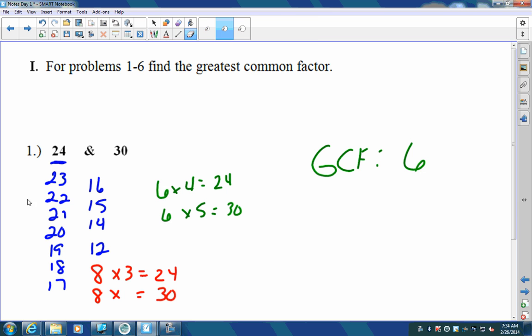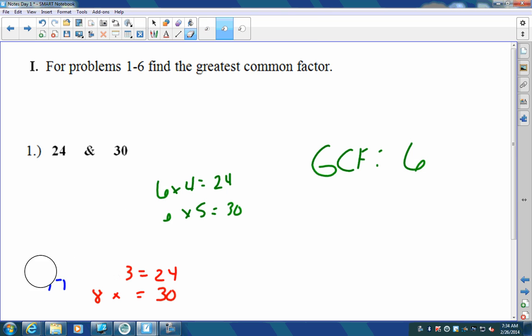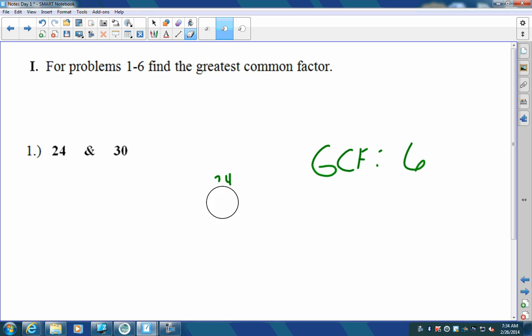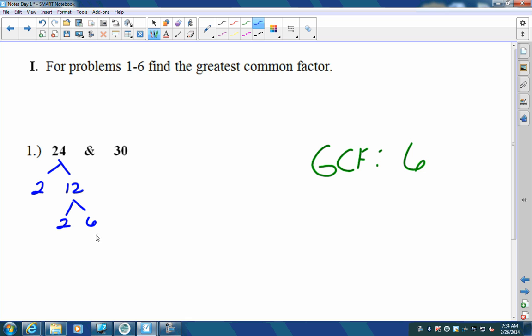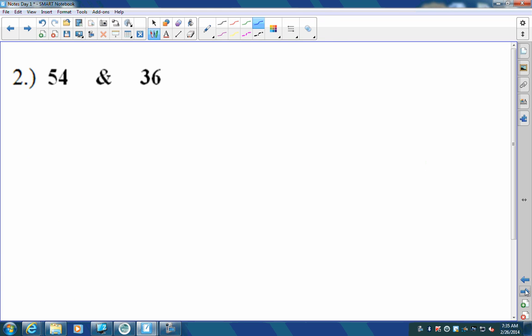See, in the past, to find GCF you had to make a factor tree. Remember these? When you had to split it up, 24 was 2 and 12, and then you had 2 and 6, 2 and 3, and so you had 2 times 2 times 2 times 3, right? So instead of doing that, I'm going to go through and think backwards to try and find what my GCF is.